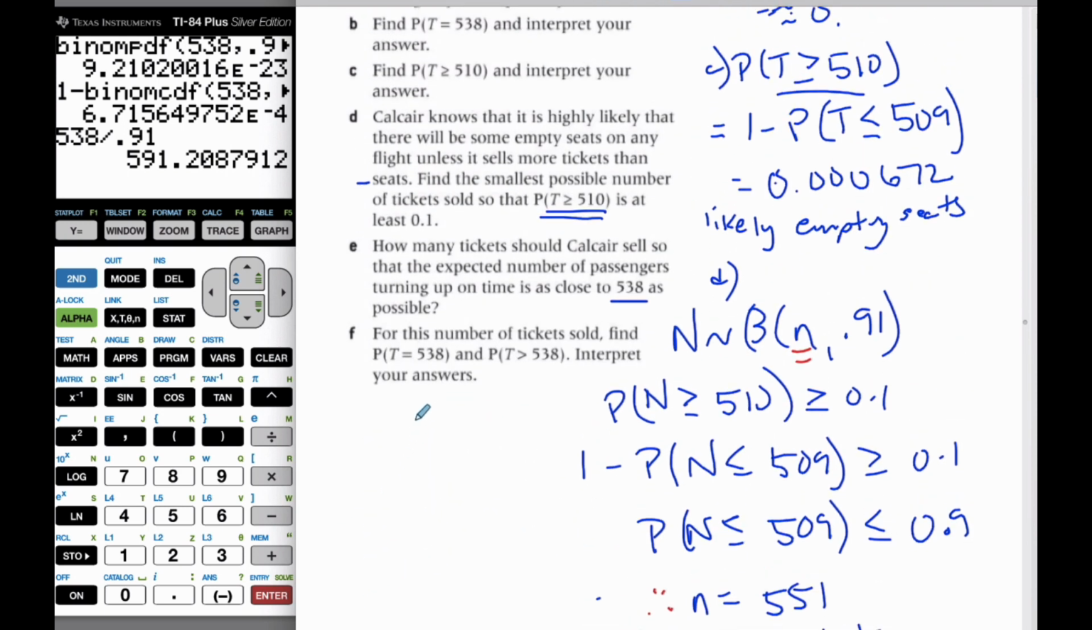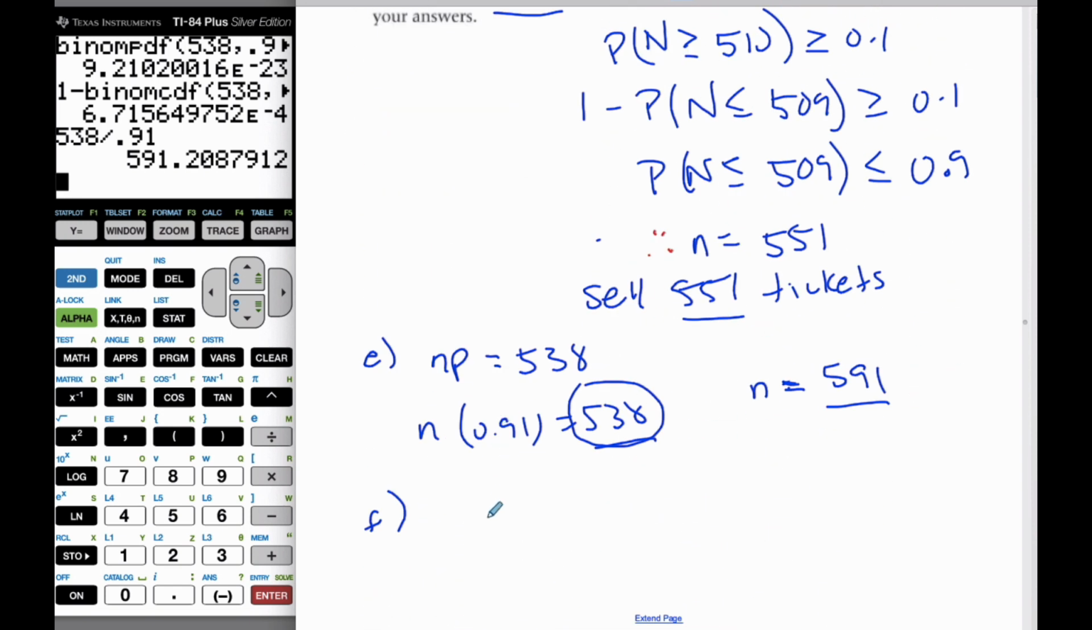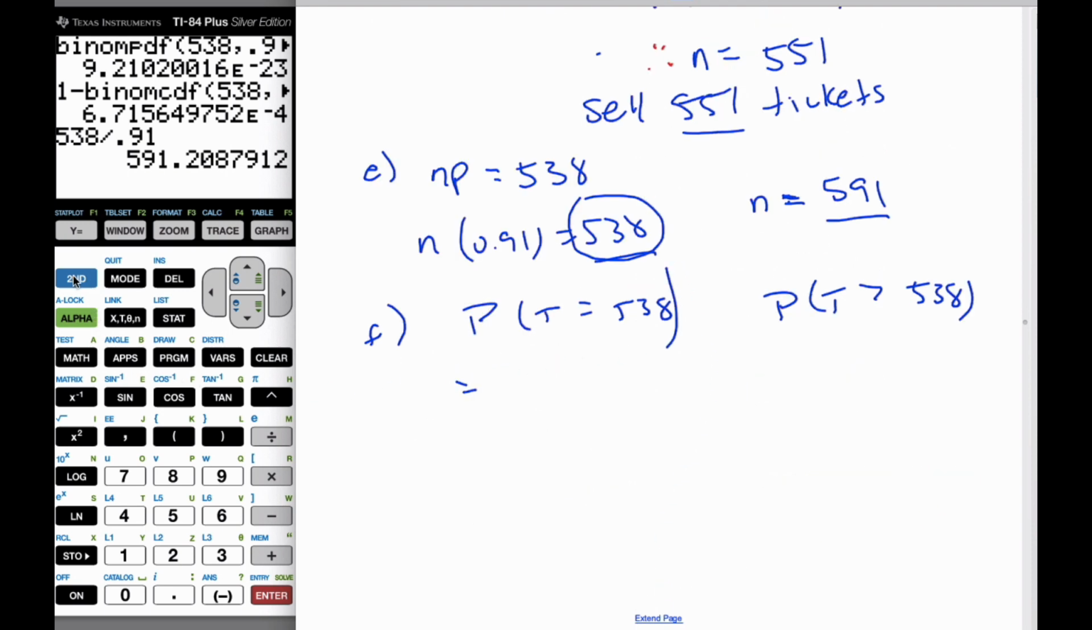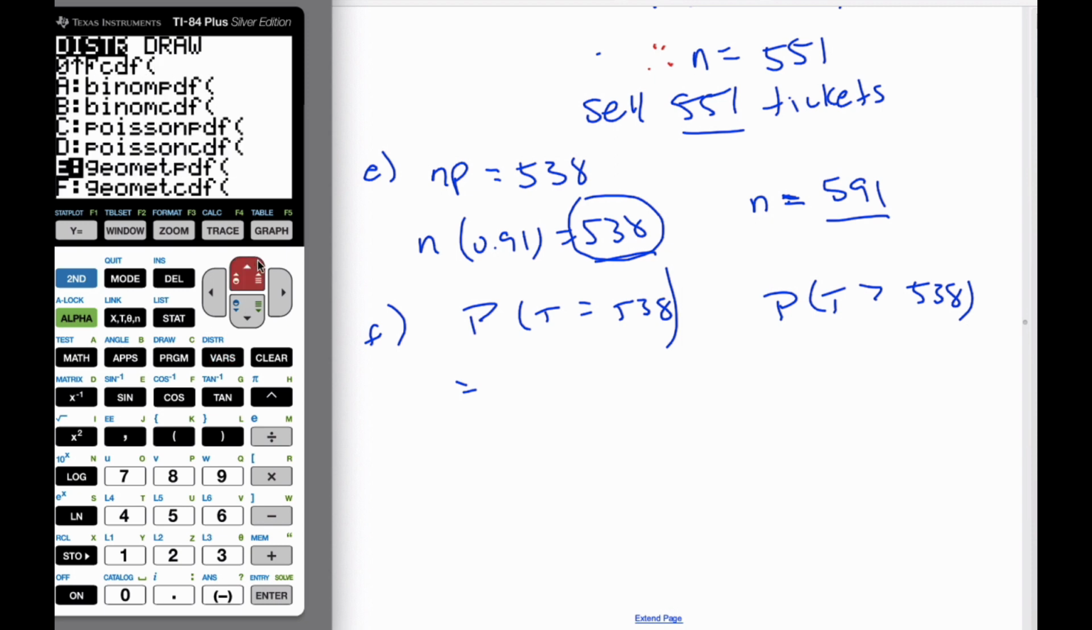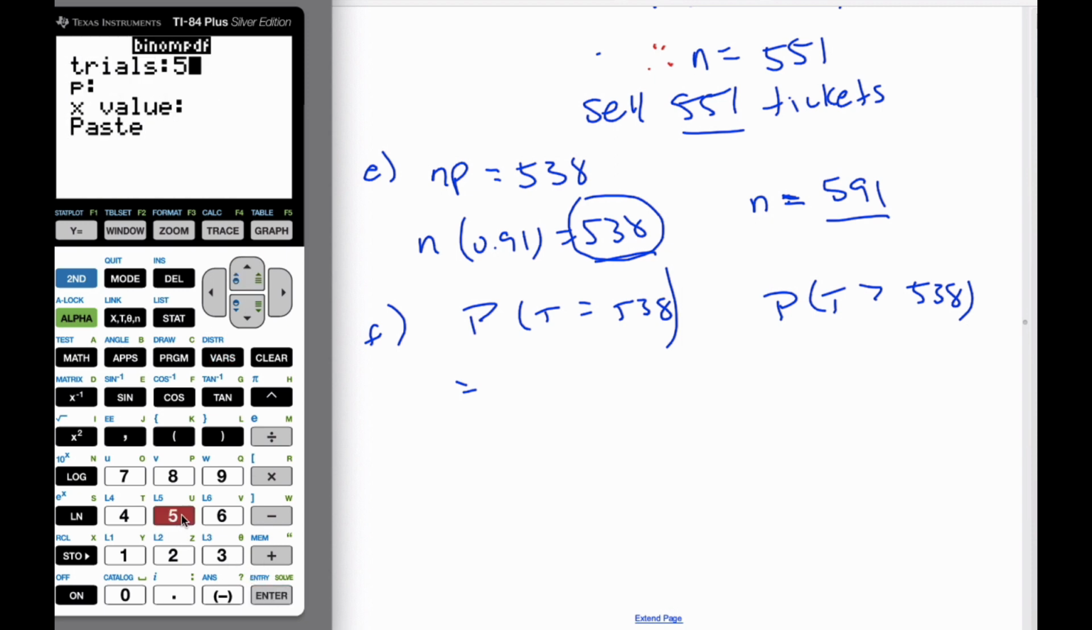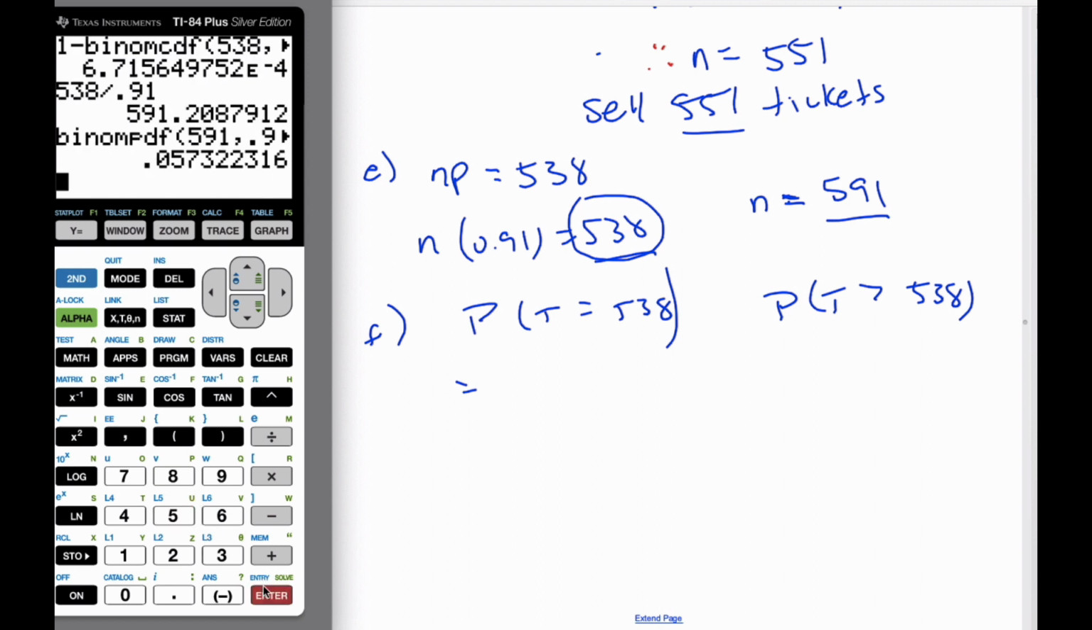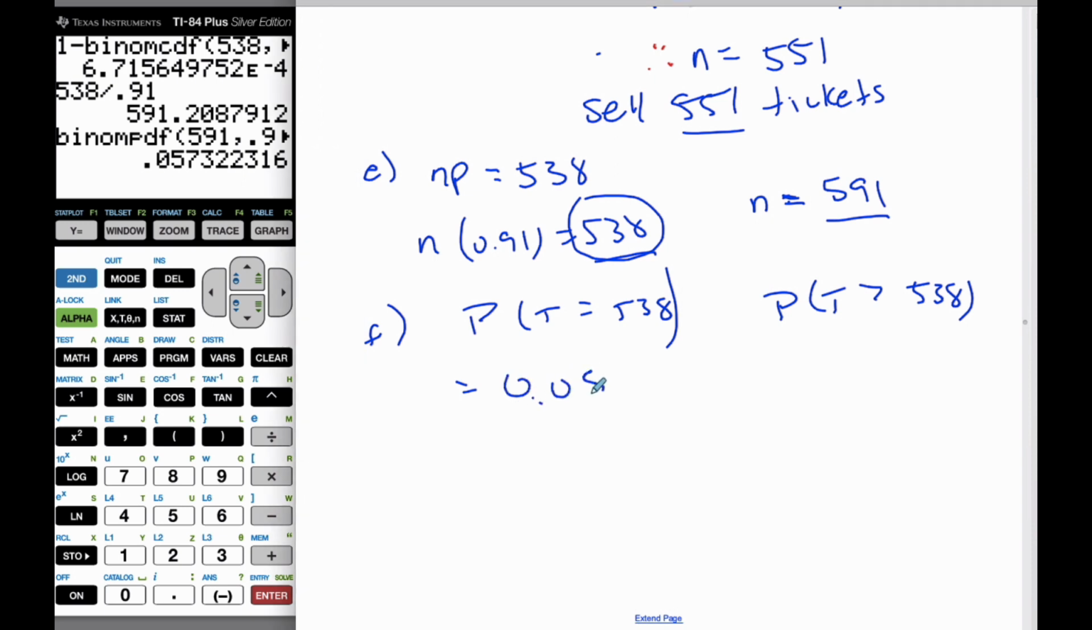And finally, when we look at F part, for this number, the 591, find the probability that T is equal to 538 and T is bigger than 538. So this first one here, I'm going to go to my calculator, binomial PDF, and I'm going to have 591 trials. My probability is 0.91, and my x value is 538, and I get 0.0573. So there's a 6% chance that it'll exactly equal 538.